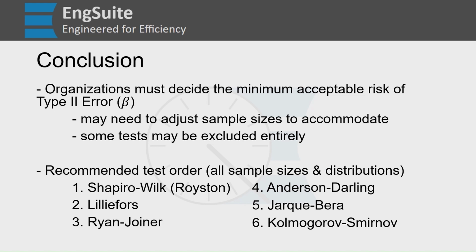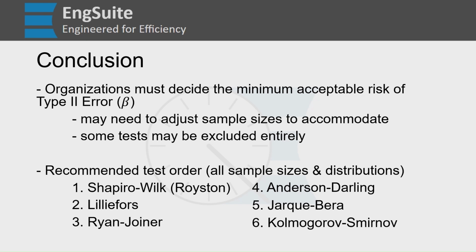So two things that I want to end on here are that organizations have to decide the minimum acceptable risk of type 2 error. Again, going back to those charts, we can figure out what the simulated type 2 error is of these distributions. And we might have to adjust our sample sizes to accommodate.